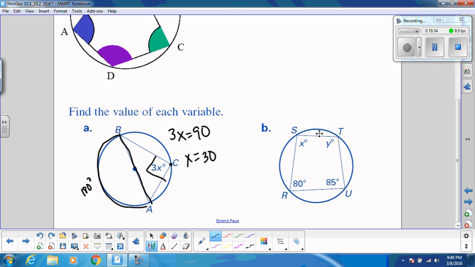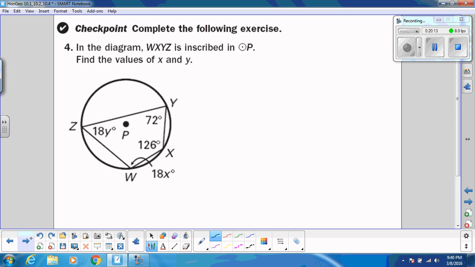All right, here we have a quadrilateral inscribed in a circle. And remember we said opposite angles have to add up to 180. So x plus 85 has to equal 180. If we solve for that, we get 95. And then y plus 80 has to equal 180, so y has to equal 100. Okay, so that's just how those two inscribed polygon theorems work. So I think we're good there.